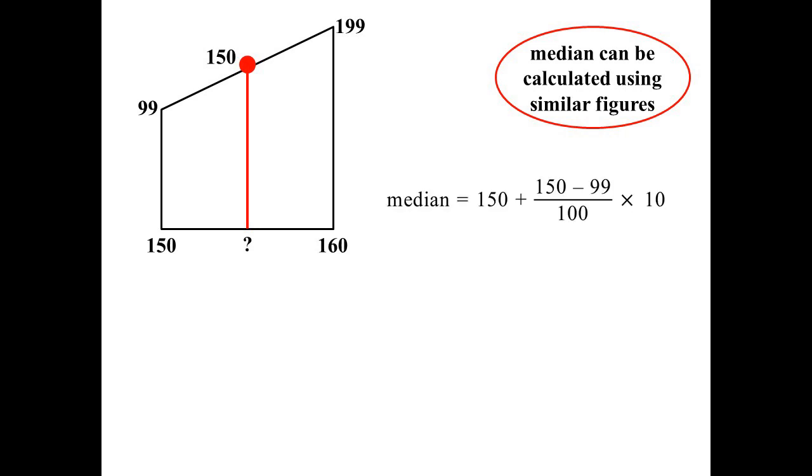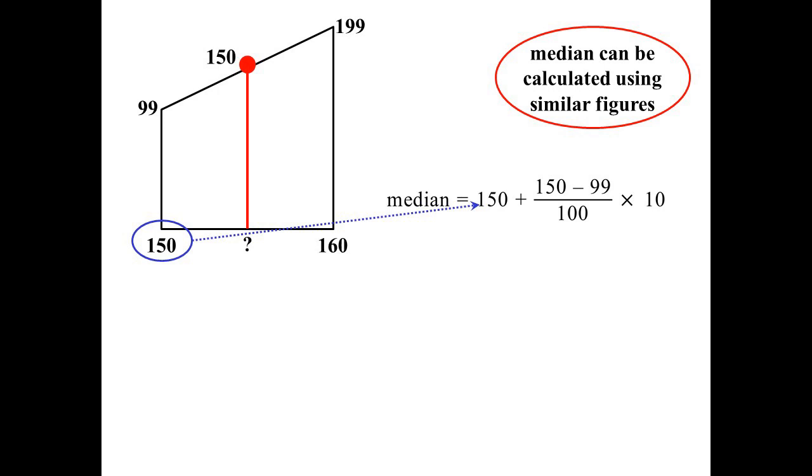So the median is, I know I'm going to start at 150, and how far across to 160 do I get? I need to know what proportion of that horizontal line we have until we get to the red line. So the fraction will be (150 minus 99) divided by 100, times 10. How do I work that out? 150, that's our starting point. So we put that down.